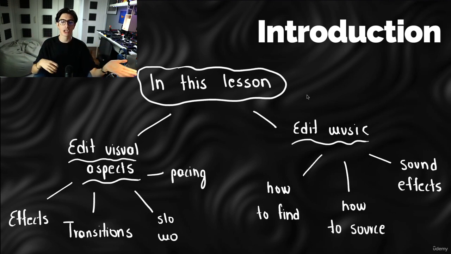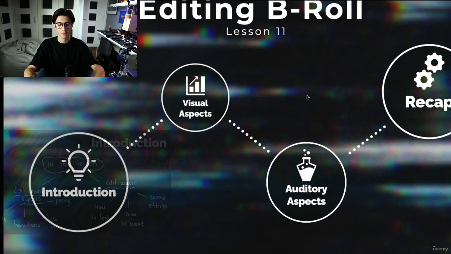For example, in the visual aspects, we're going to talk about effects, transitions, the pacing of your B-roll, and slow motion. And then when it comes to the auditory aspects, we're going to talk about music, how to find music, where to source music. And then we're going to have a separate lesson on sound effects, because I believe that sound effects are very, very important and unique, and you need to understand them further in a different lesson. So this is going to be, again, the outline of today's lesson.